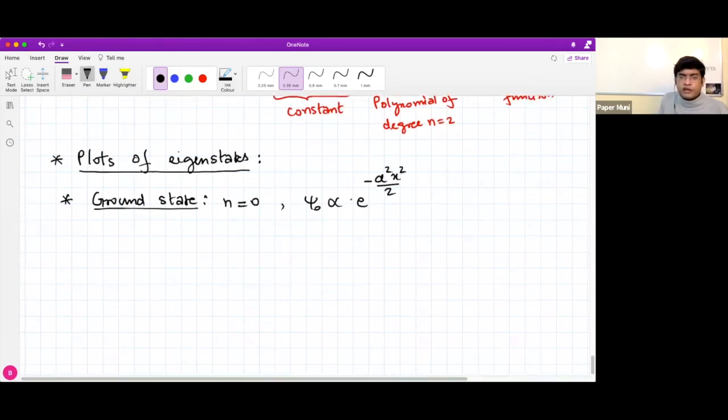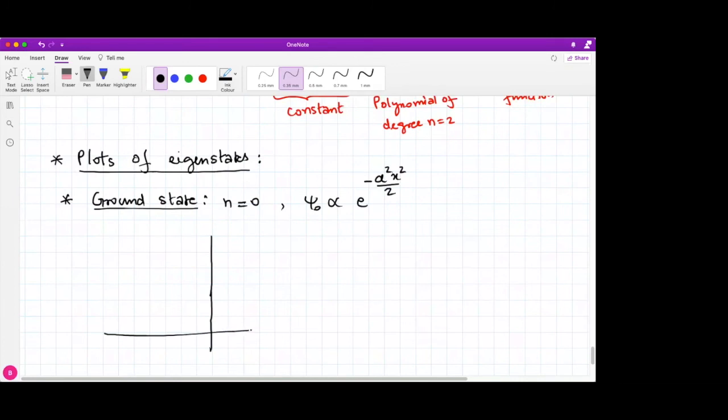There's a constant here, which we didn't write. So let's draw the graph. How will the graph look like? Sir, bell shape. Bell curve. Yes, there is a bell curve. All right. So everybody knows that.